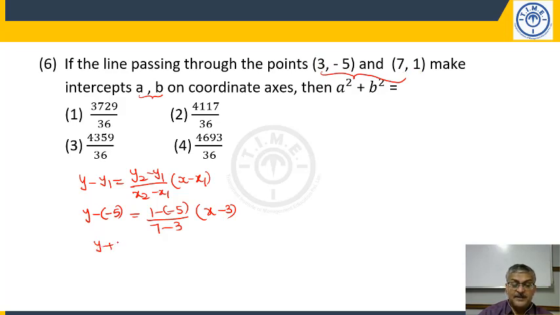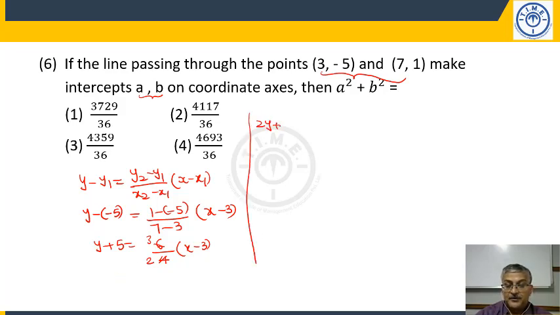So y plus 5 is equal to, what is this value? 6 by 4 into x minus 3. 6 by 4 is nothing but 3 by 2. So it is cancelled 3 times, it is cancelled 2 times. 2 3s are 6. So on cross multiplication, you will get 2y plus 10 is equal to 3x minus 9.